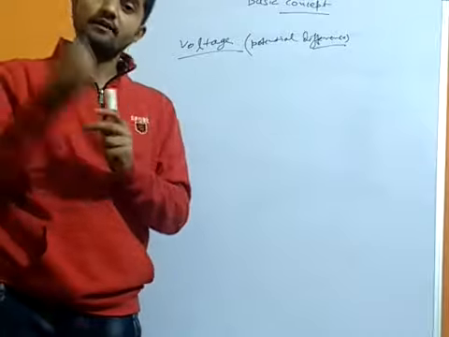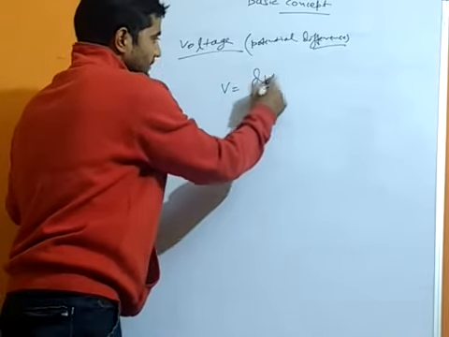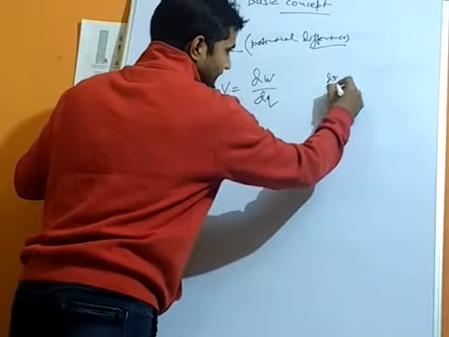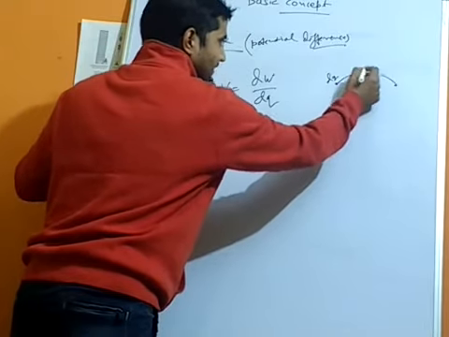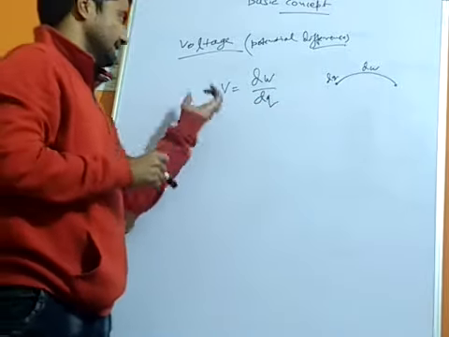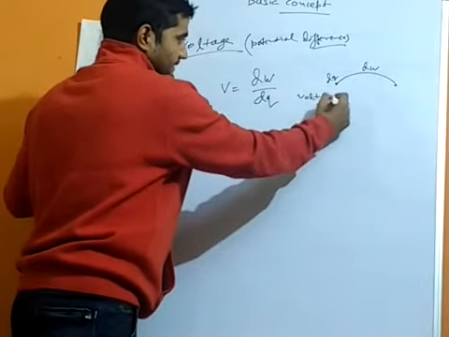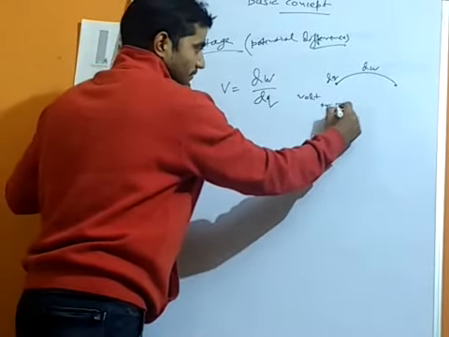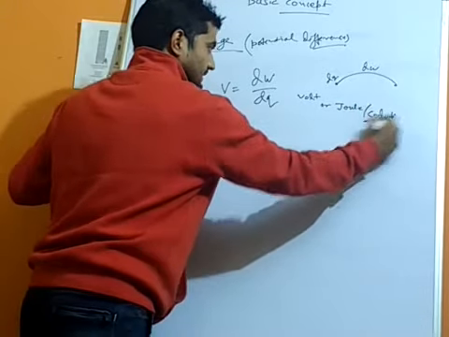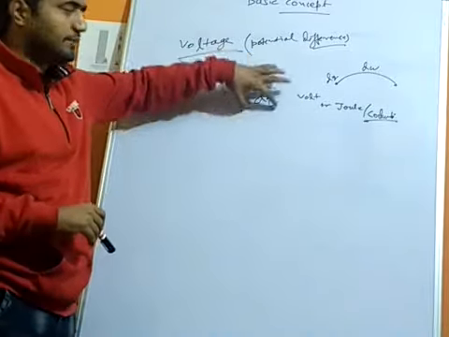Means voltage is nothing but the work done per unit charge. So we can define voltage as dW upon dQ. Means if dQ charge is being carried out from this point to this point, and the total work done is dW, then dW upon dQ is the voltage. And of course the unit of the voltage is volt, or from here we can find, joule per coulomb is also the unit of voltage. So it is very easy to understand and to learn that voltage is nothing but work done per unit charge.